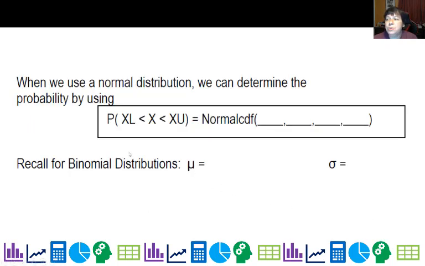Now, first of all, recall when we use a normal distribution, we have an x lower and an x upper. So those go there. We put the mean for x as our third number, and our standard deviation for x as our fourth. Now, if you're saying, wait a second, what if I don't know the mean and the standard deviation? Remember that the mean is n times p, and the standard deviation is the square root of n times p times q, where q is 1 minus p. Okay, so we'll be using these values in this line for all of today's lesson.